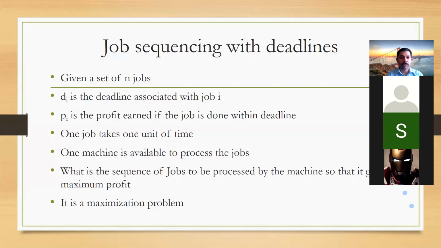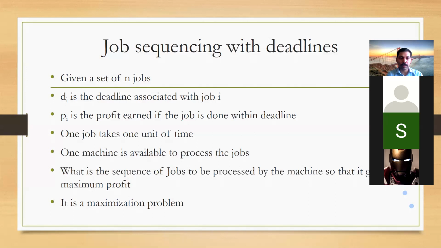And there is a condition. The condition is that one job takes 1 unit of time to process. One job is processed in 1 unit, for example, 1 hour. Consider that there is only one machine to process the jobs. One by one, jobs have to be processed. Now the question is, what is the sequence of jobs to be processed by the machine so that it gives the maximum profit?